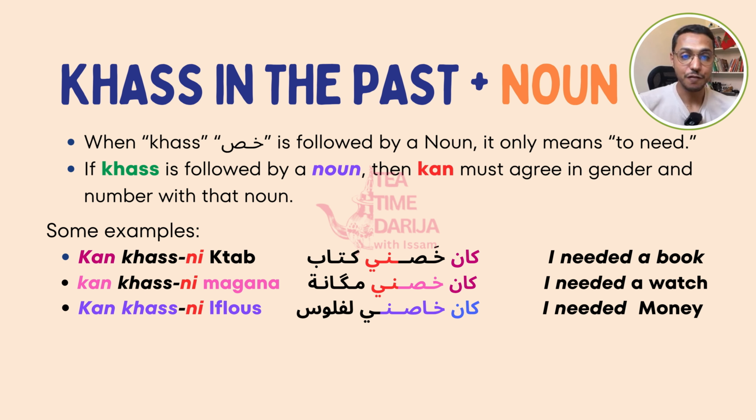كان خاصني الفلوس. I needed money. Okay? Very fine. Instead of saying كانوا خاصيني الفلوس and worry about matching number and gender and all of that, you can just say كان خاصني الفلوس, and that's still correct.